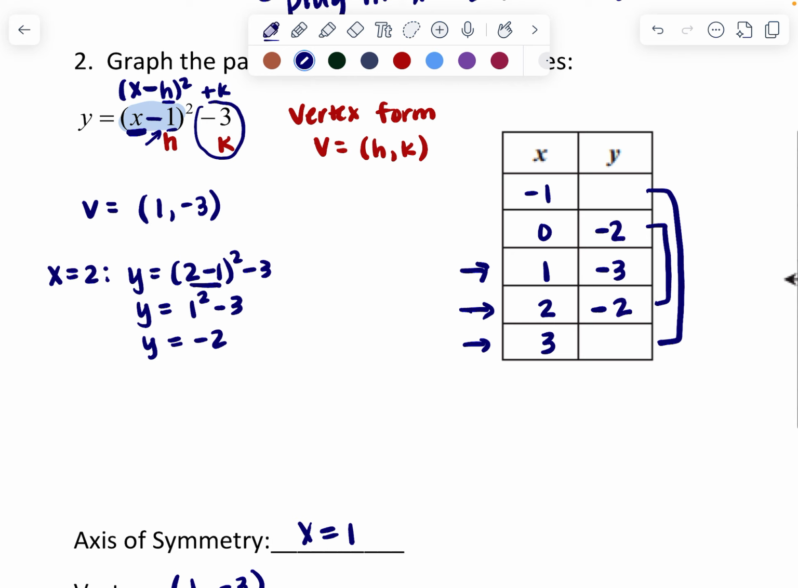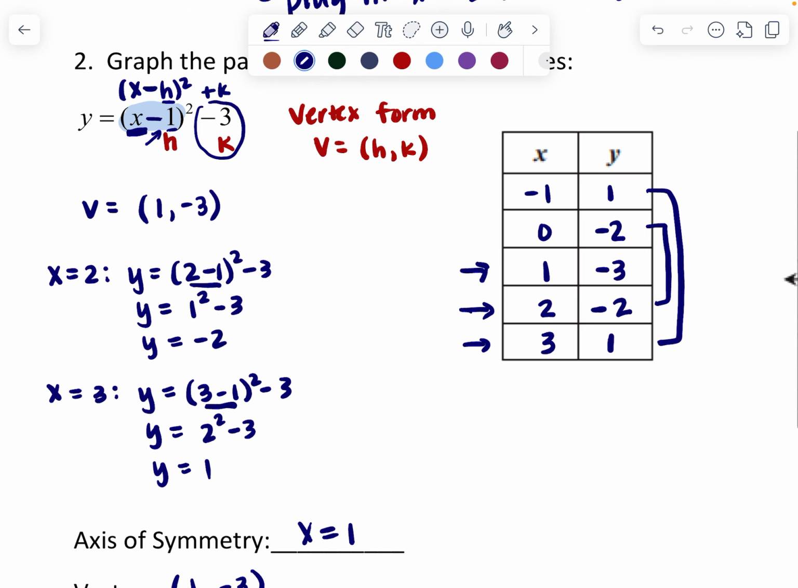Okay, let's go ahead and plug in x equals 3. Again, I'm replacing this x value here with a 3. So I'm going to get y equals 3 minus 1 squared minus 3. 3 minus 1 right here, that's a 2. So I have 2 squared minus 3. 2 squared is 4. 4 minus 3 is 1. So this is a 1. That means this is a 1 also.